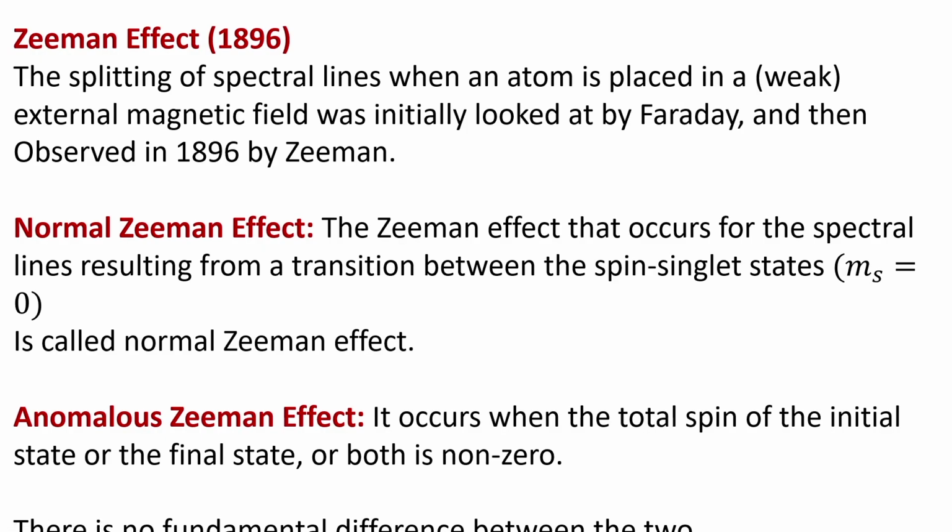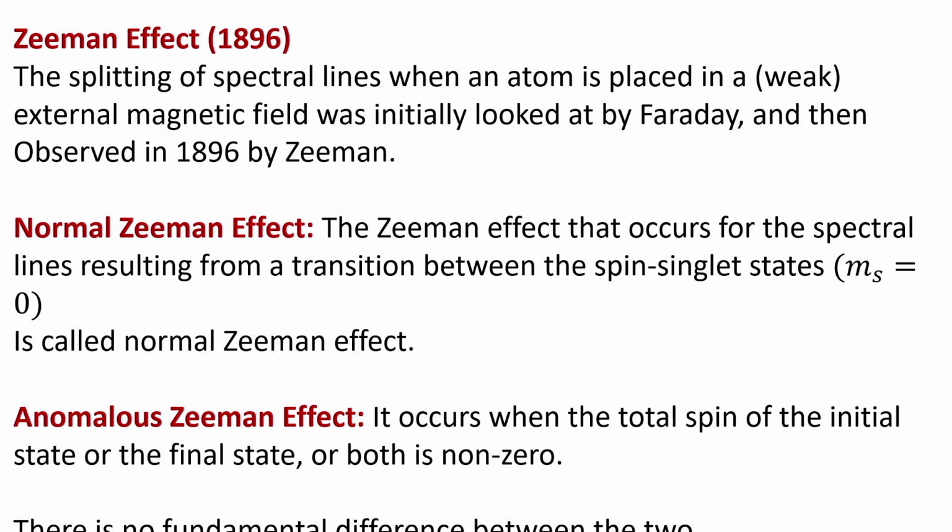Okay. So, Zeeman effect was of course seen by Zeeman in 1896. It was initially being looked at by Faraday, and then it was observed by Zeeman in 1896. There are two kinds of Zeeman effect that we talk about. One is called the normal Zeeman effect and the other is the anomalous Zeeman effect. The normal Zeeman effect actually occurs when the transition between the spin singlet states arise.